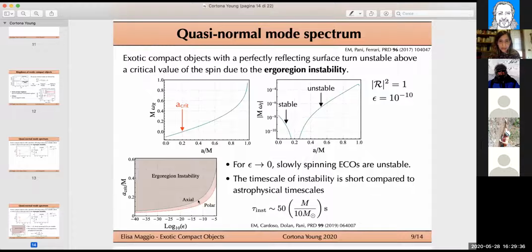And you see that there are some differences, but both of them tend to 0. The critical value of the spin tends to 0. So they have similar features, but they do not coincide. Indeed, this is an interesting feature of this object, because in the black hole case, axial and polar modes are exactly the same because of some symmetries, whereas for exotic compact objects, these symmetries are broken and the modes are different. Okay, thanks.